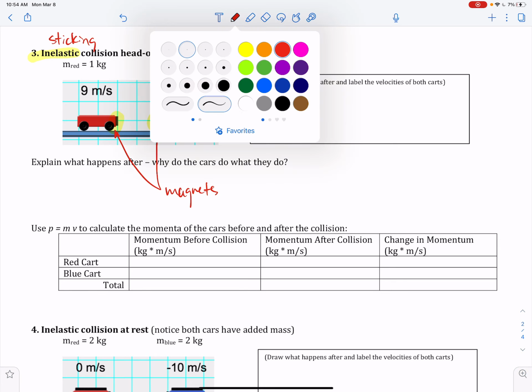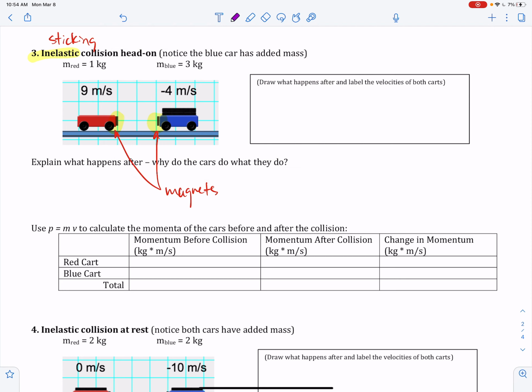Okay, so this time we've got the blue car moving with positive 9 meters per second, so it's moving to the right, while the blue car is moving to the left at negative 4 meters per second. Okay, they're going to collide with each other, then they're going to stick, and then when they stick, they will either both come to a dead stop, or they will move together to the left or to the right.